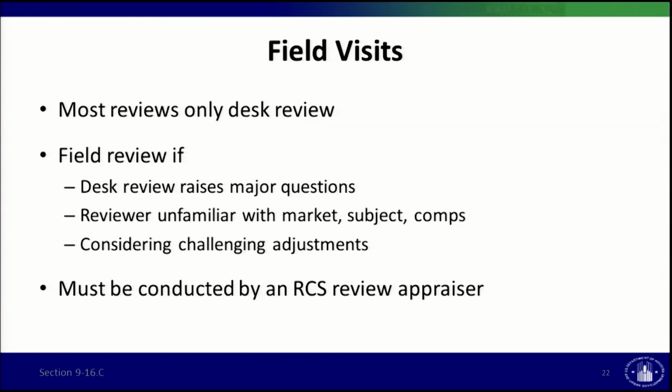Most reviews only require a desk review and don't require a field visit. However, a field review might be necessary if the desk review raises major questions, the reviewer is unfamiliar with the market, the subject, or the comps, or the reviewer is considering challenging the adjustments. The RCS review appraiser must conduct any field review. Now let's take a pause to check to see how well you've absorbed all of this information.